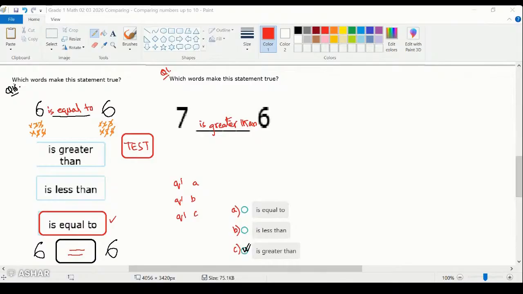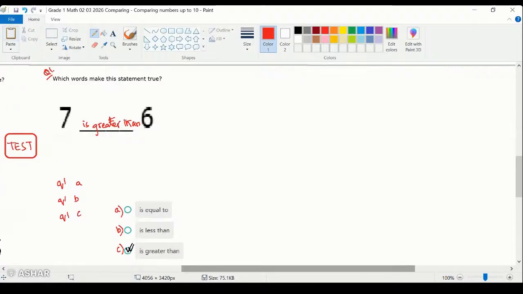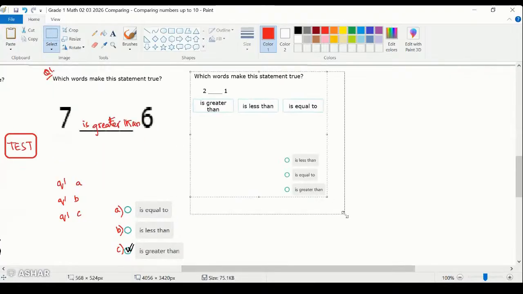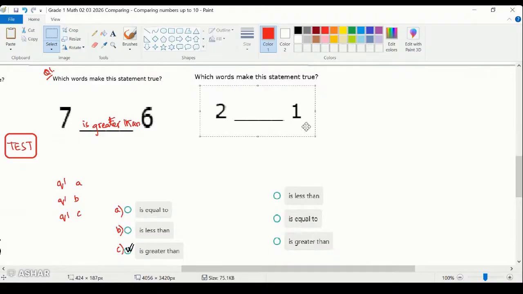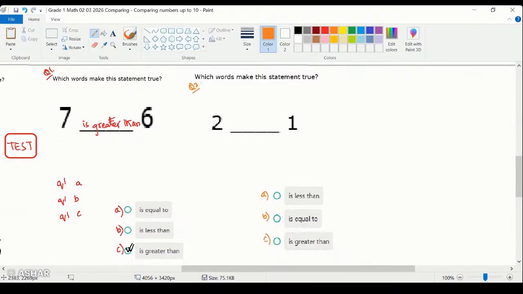For the next question, they're saying which words make the statement true such that the numbers given are, these are the numbers that are given to us. These are the options given to us. And the numbers are 2 and 1. This is our question number 2. Option A, option B, and option C. What we can see over here is they have rearranged the options. Thank you, Solomon. Thank you, Precious.